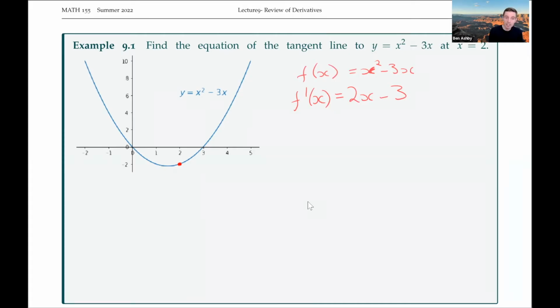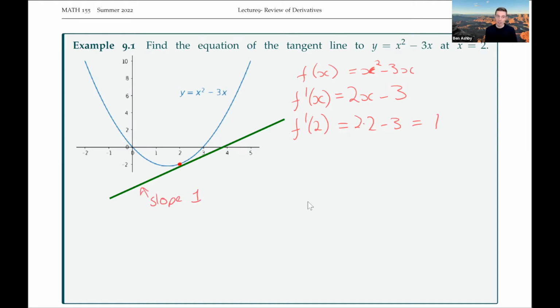And then if we want to find the equation of the tangent line at x is equal to 2, then we need to substitute in 2 here. So when we do that, we get 2 times 2 minus 3, which is just equal to 1. So the slope of our tangent line at x equals 2 to this curve is 1. So if we draw this on, I can hopefully draw it on reasonably well. Our tangent line looks something like this, approximately. This is the line that is tangent to the curve at x is equal to 2. And this has slope 1.